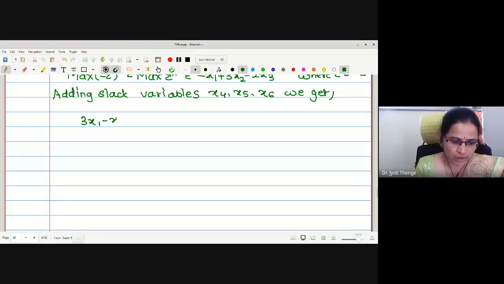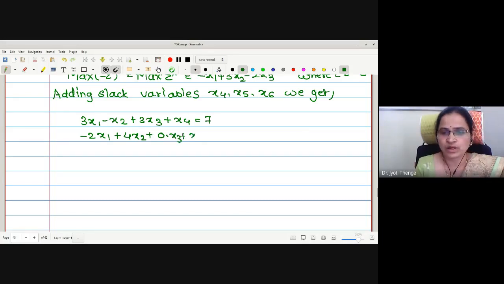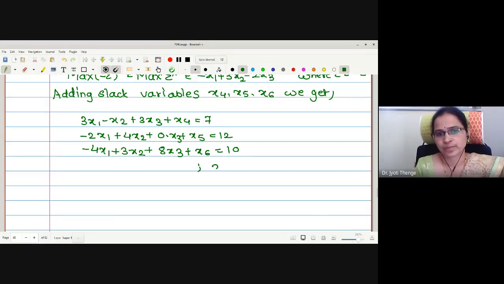3x1 minus x2 plus 3x3 plus x4 is equal to 7. Next, minus 2x1 plus 4x2, x3 is absent, therefore I will write 0x3 plus x5 is equal to 12. Next, minus 4x1 plus 3x2 plus 8x3 plus x6 is equal to 10. All the variables are non-negative.